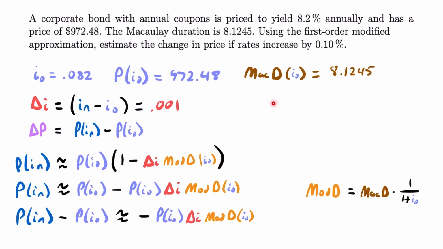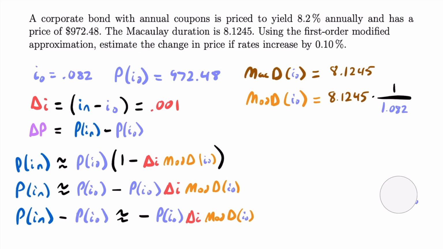Okay, so let's do that up here. Let's calculate the modified duration at the original interest rate. It will be equal to 8.1245 multiplied by 1 divided by 1 plus the original interest rate, which is 0.082. So we will be dividing by 1.082. Okay, and I'm just going to leave it like that. You could plug that into your calculator if you wanted to, but I'm just going to use this as the value for the modified duration in this estimation.